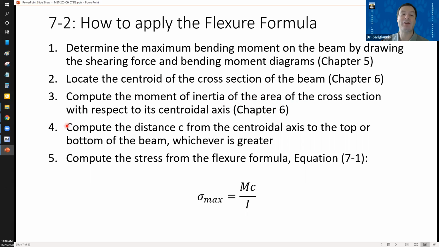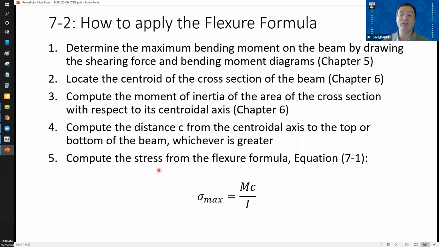So the new stuff here is now looking at this formula and saying, okay, what's the distance c from the centroidal axis to the top or bottom of the beam? And look at the greater distance, right? So you may have a beam that's asymmetric. And I think I have an example. Yeah, we do have an asymmetric beam example.